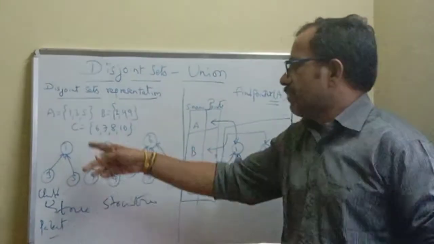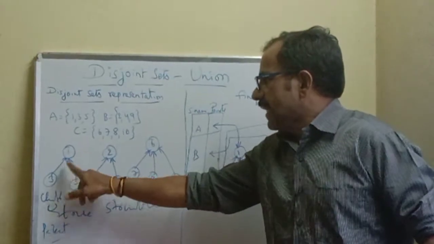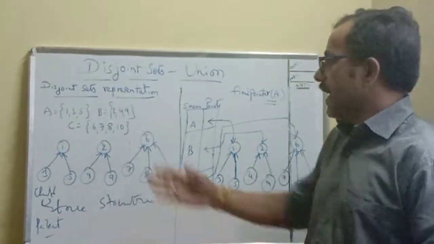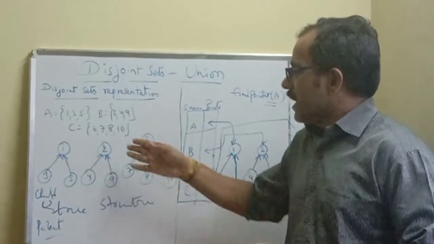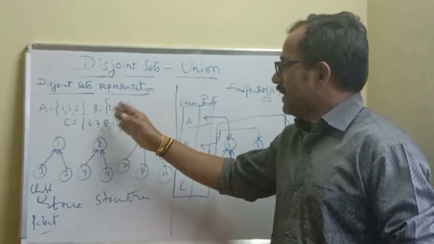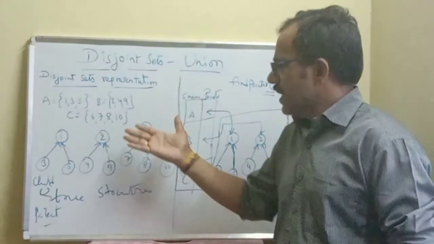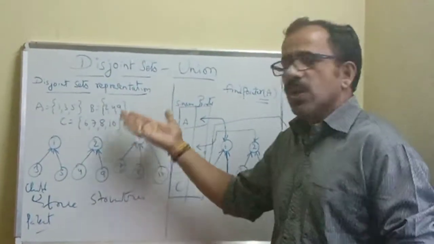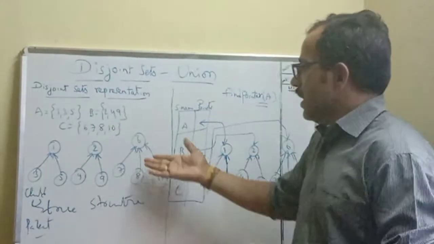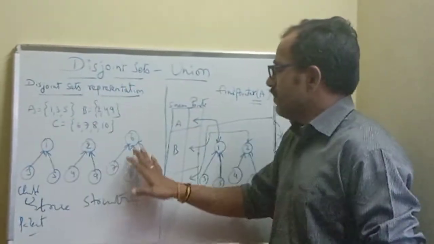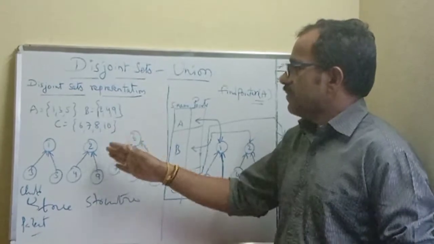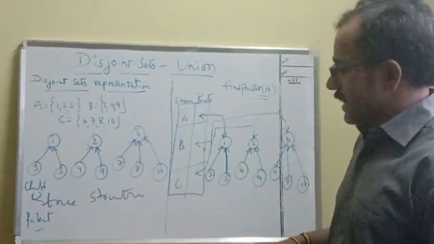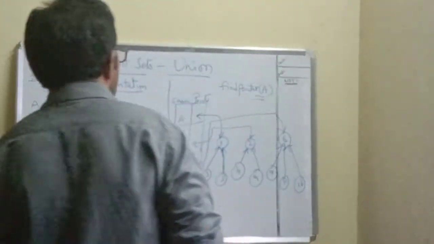Now 3 is a child of 1. So connect 3 and 1 and connect 5 and 1, but in the upward direction. Like this we can construct a tree structure. And for B also, select either 2, 4 or 9 as root node. You can select any node as root node and connect all the remaining nodes with the root node in the upward direction. In this fashion we can represent any set. And one more representation is there, that is the data representation of any set.